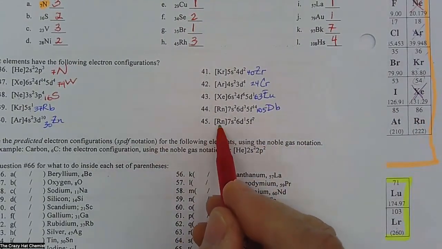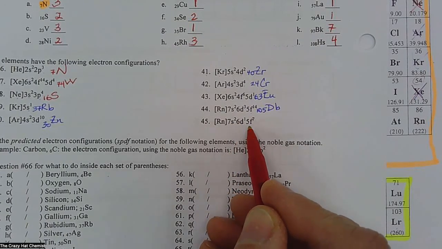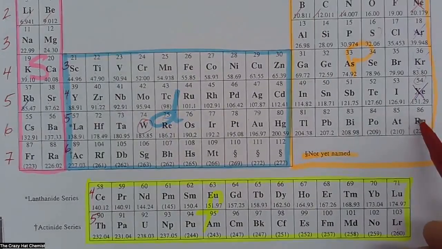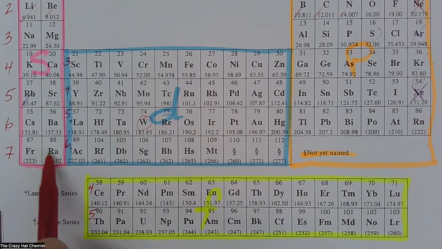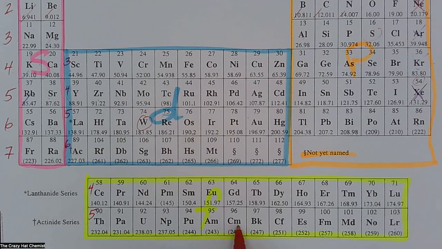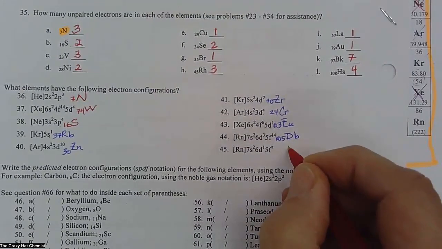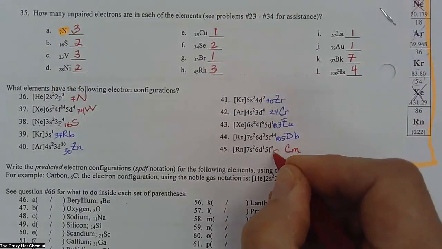The next one is number 45. That's radon, 7s2, 6d1, and 5f7. So radon, 7s2. That's 1, 2, 6d1. That's right there. And then it is a 5f, 1, 2, 3, 4, 5, 6, 7. That's element number 96. That's curium. That's Cm. That's element number 96, I believe.